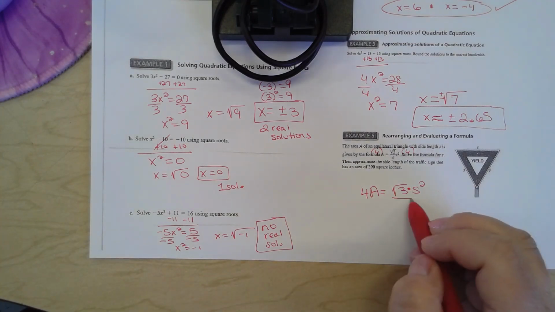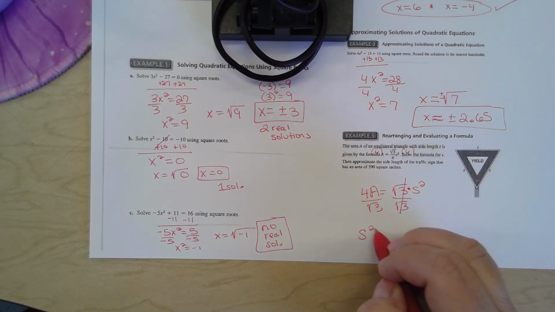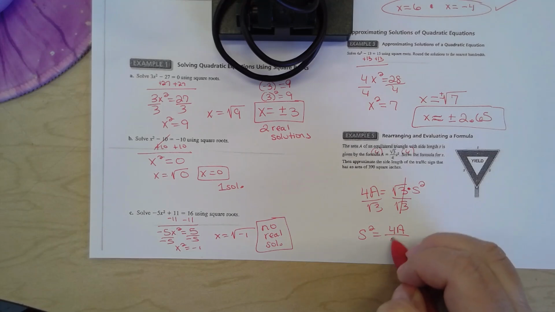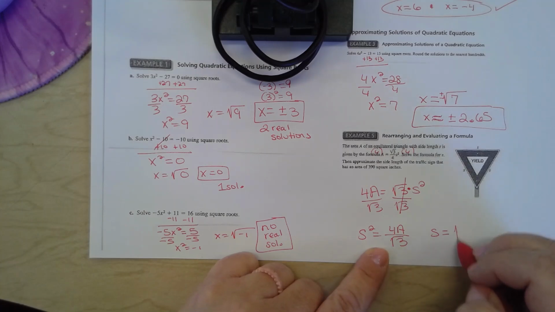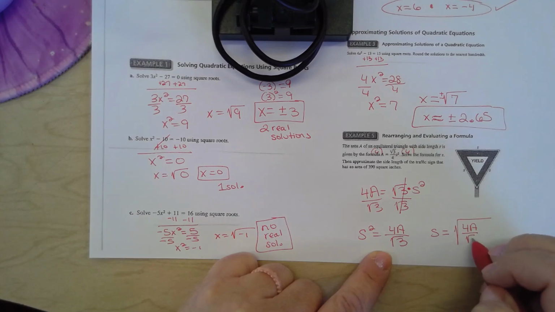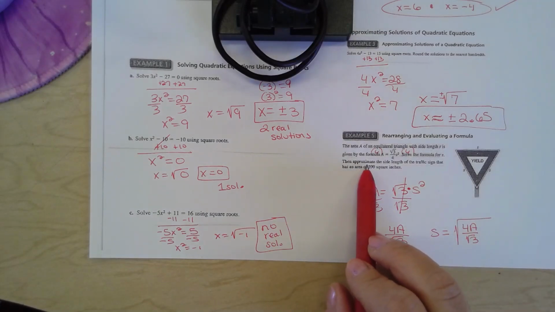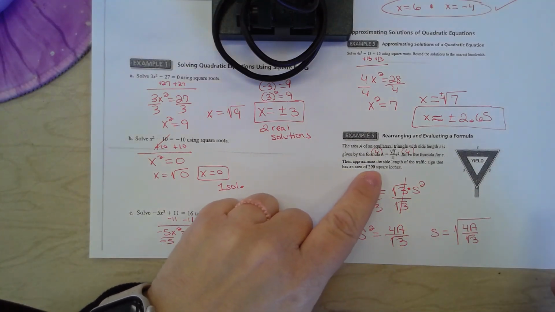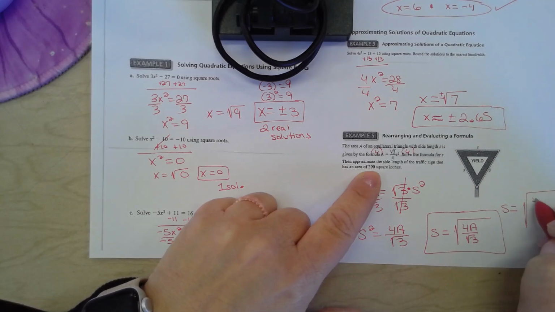Right? And then how do I get s alone? I'm going to divide by radical 3. And to get s alone, I'm going to take the square root of both sides. And then it actually says, then approximate the side length of the traffic sign that has an area of 390 square inches. So now I'm going to plug in 390 for A, which is my area.